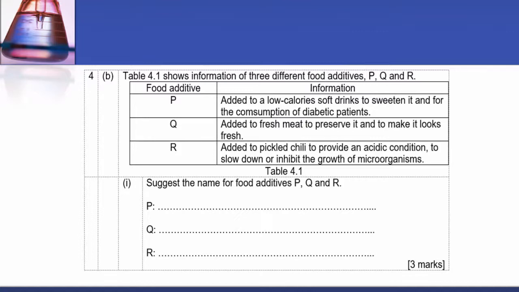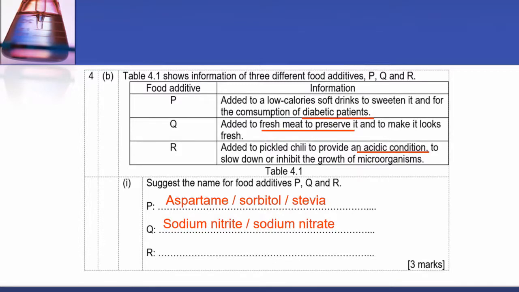So you should look at the keyword for food additive P. The keyword will be consumed by diabetic patients. For food additive Q, preserve meat. For food additive R, provide acidic condition. So the answer for food additive P will be, for diabetic patient, you can write down aspartame, stevia, sorbitol. For food additive Q, the answer will be sodium nitrate. And then for R, to provide acidic condition to pickled chili, it will be vinegar.